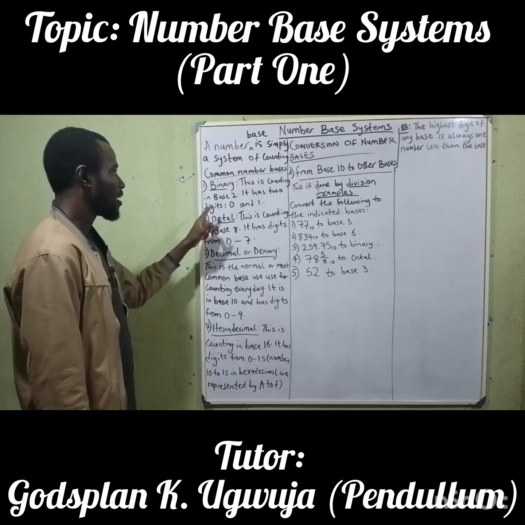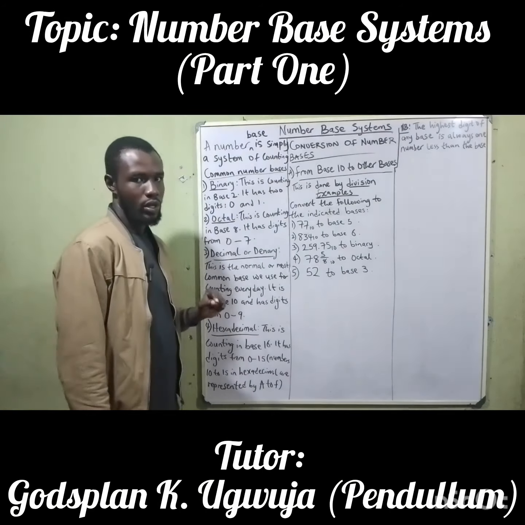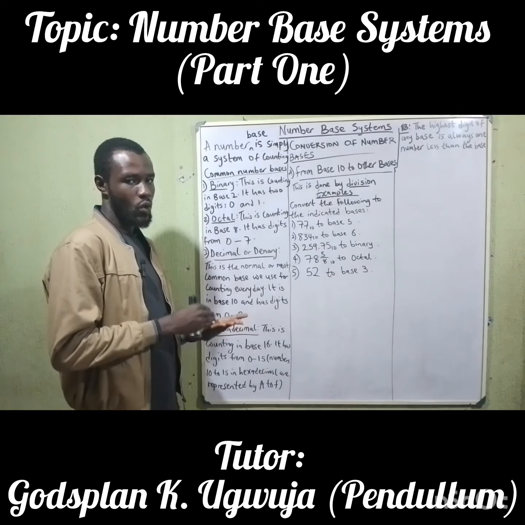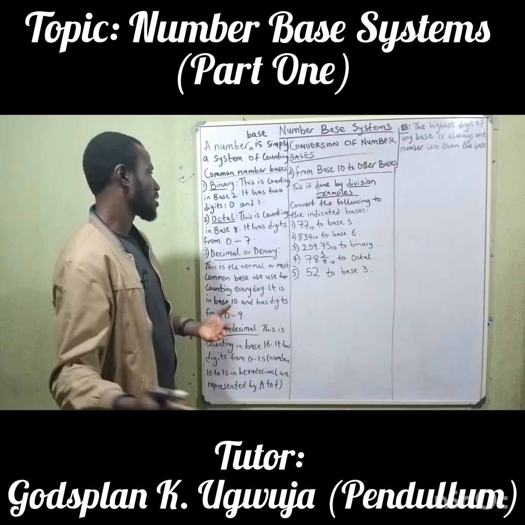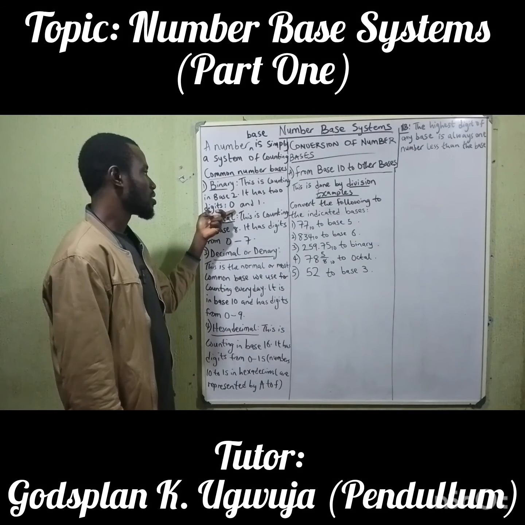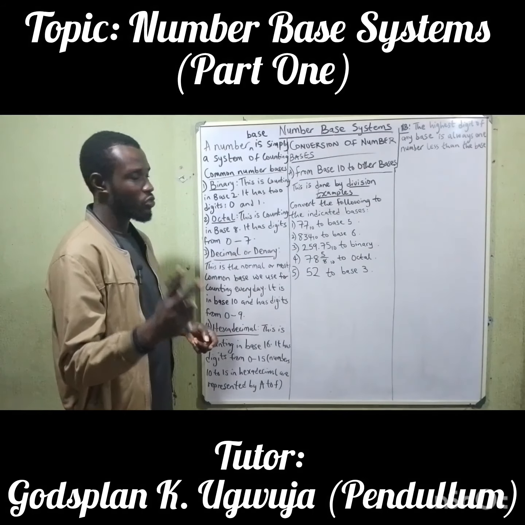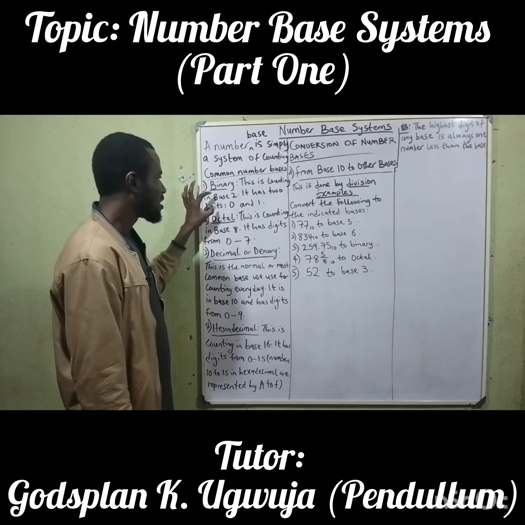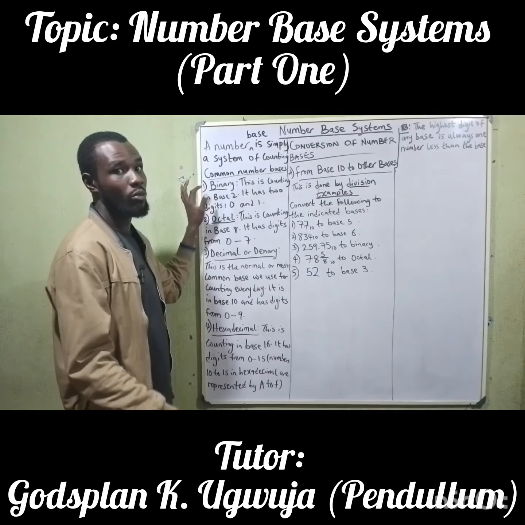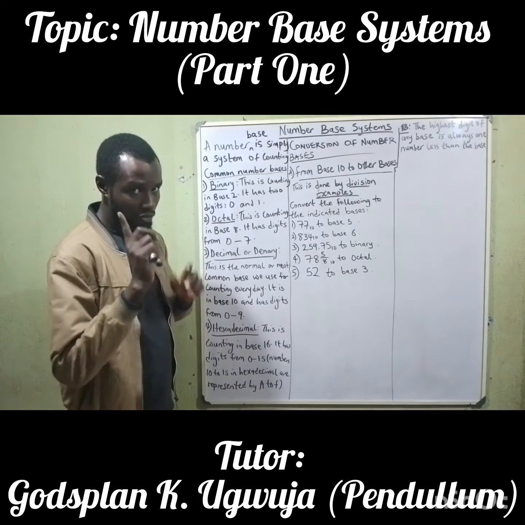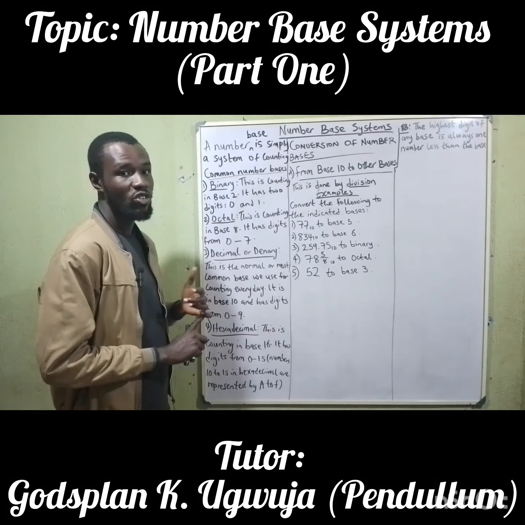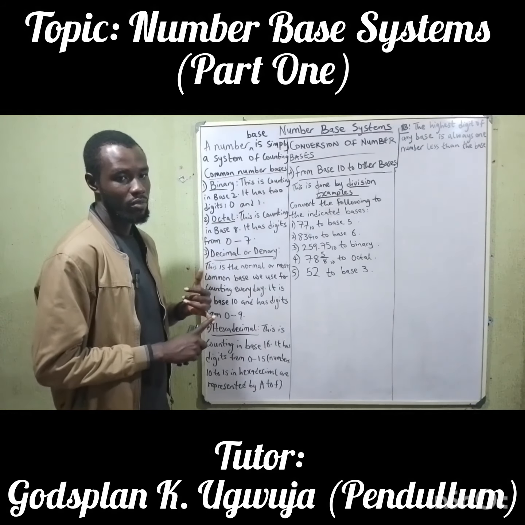Very important. The highest digit of any base that you're working in is always one number less than that base. So if we apply that here, binary is base 2. The highest digit in base 2 will be one number less than 2, which is 1. And that's why we have only 2 digits in binary, 0 and 1. There are two things you should note here. The base you're working in determines the number of digits you have.